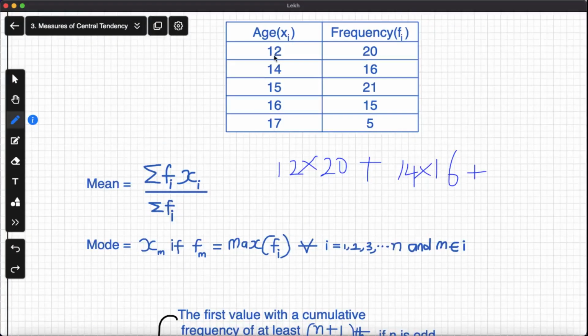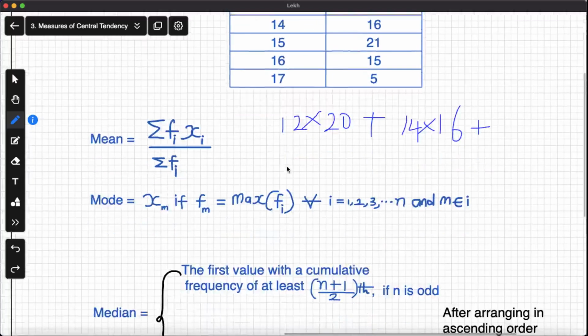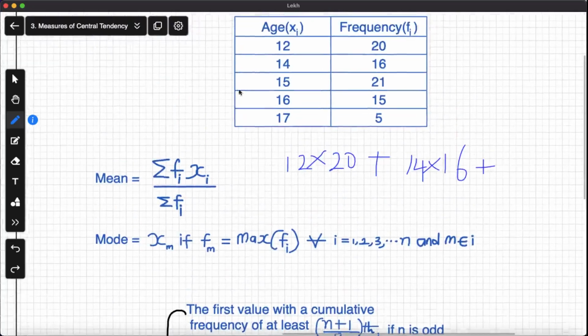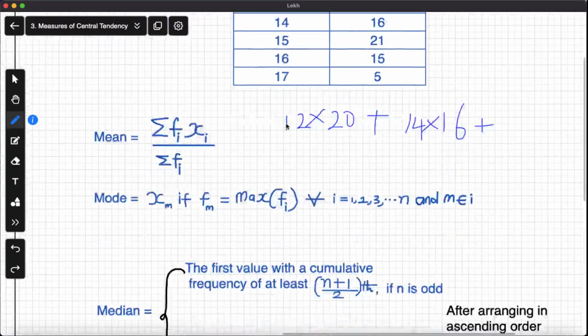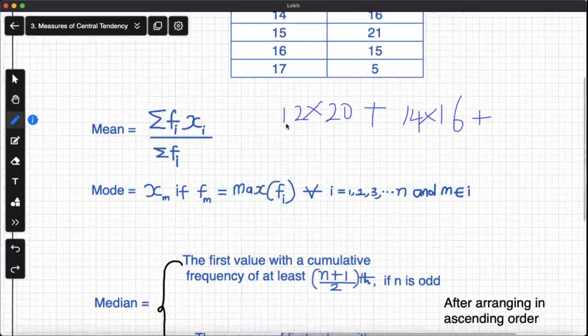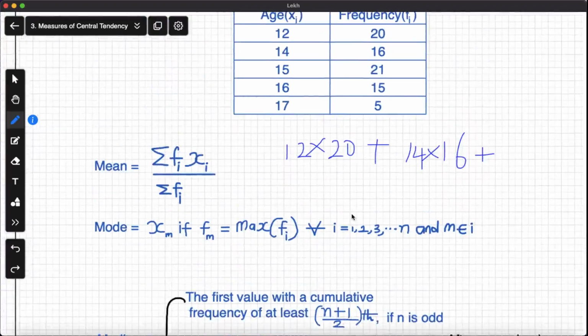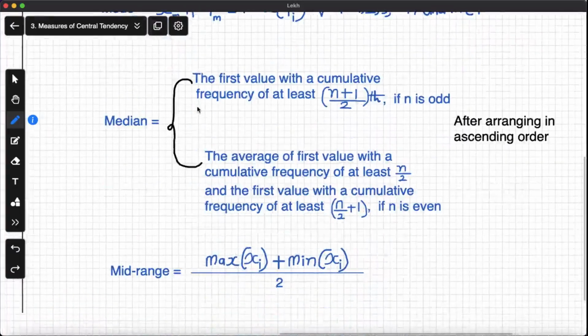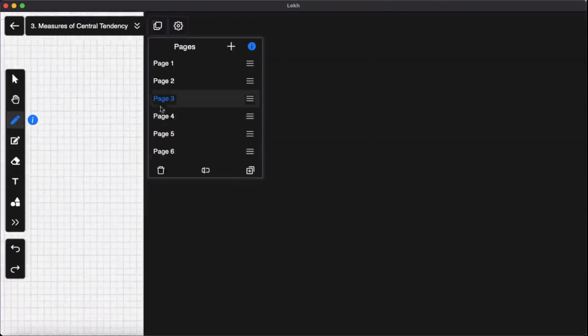So ascending order, preferably from 12, so 14, 15, 16, so you're going upward as you start from the smallest value to the highest value. The mid-range is still going to be the maximum observation plus the minimum observation divided by 2. So you're still going to do that. In this case, maximum first, 17 plus 12 divided by 2, and that will be 29 divided by 2. All right, so let's look at some examples on this and see how it can be done.